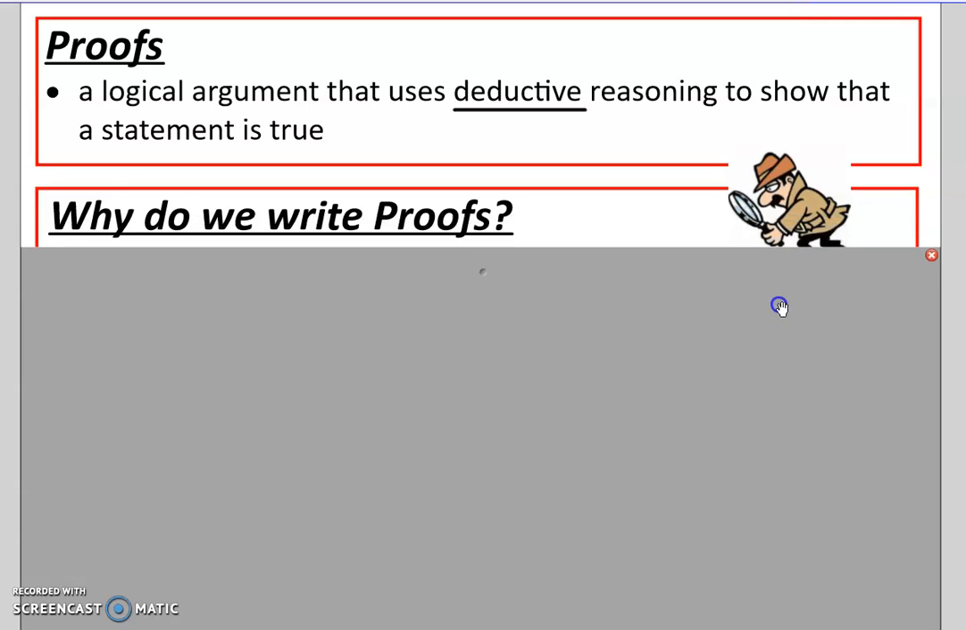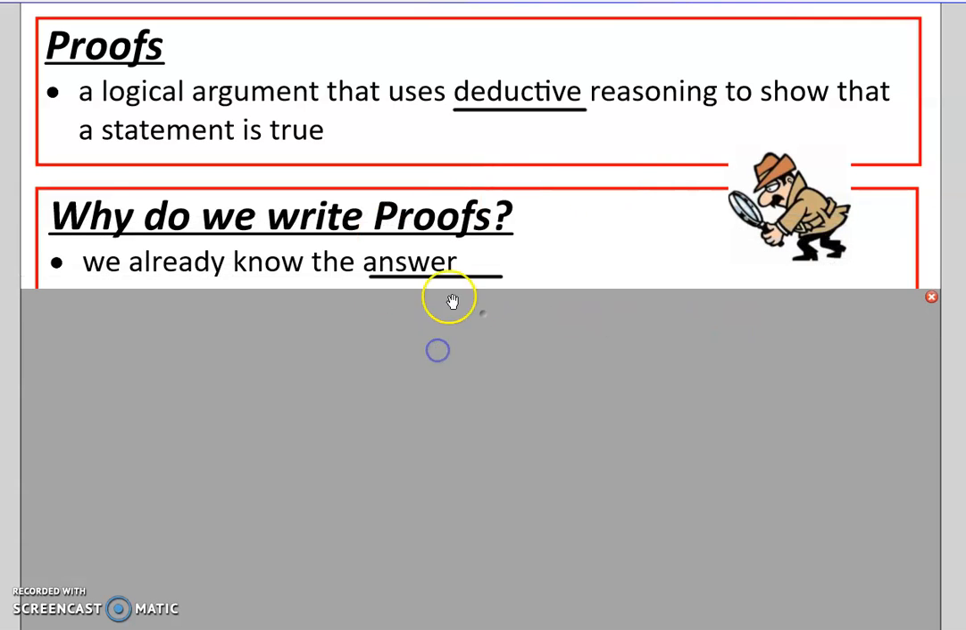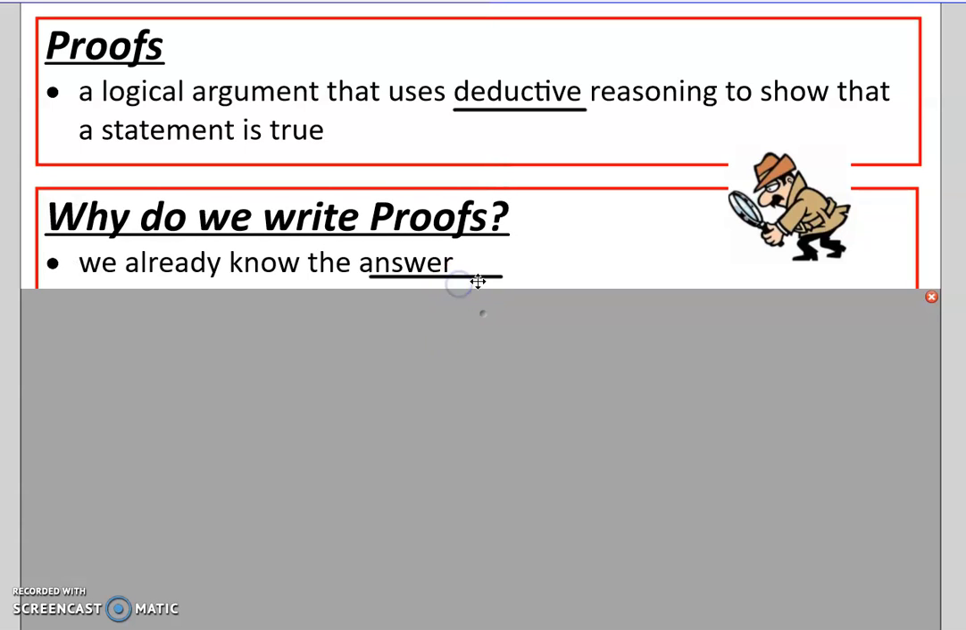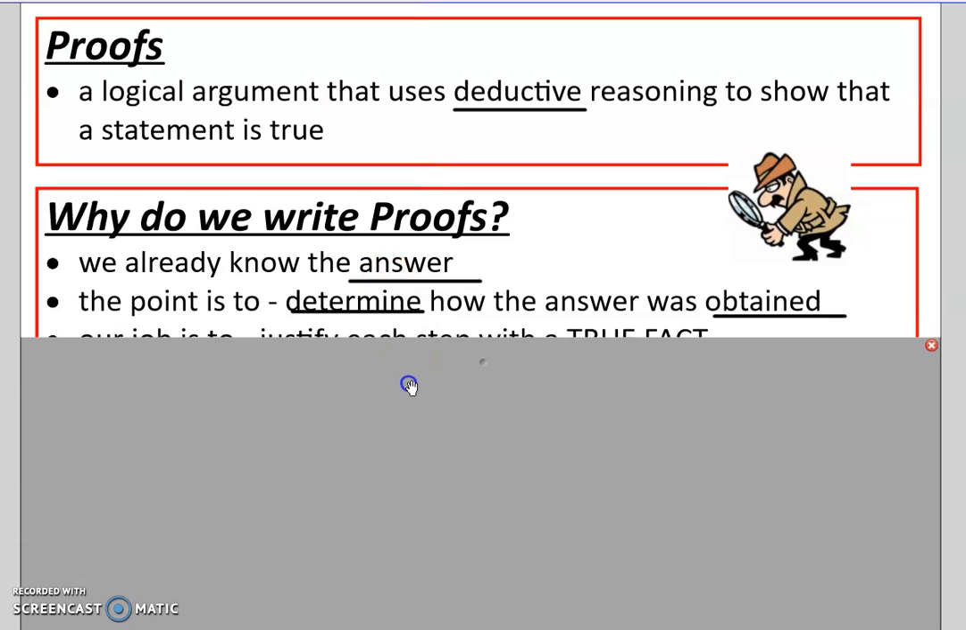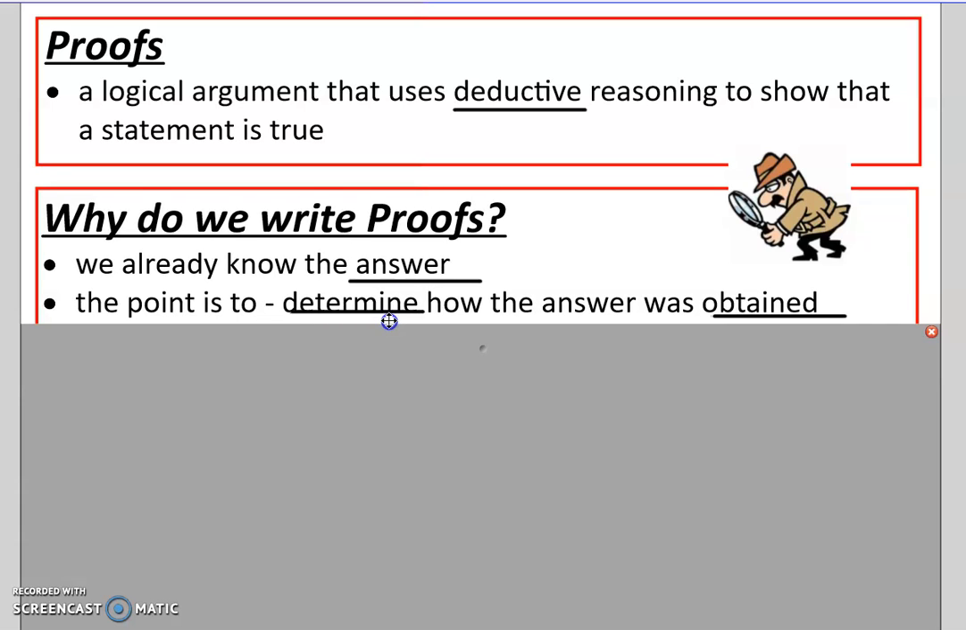Why do we even need to write proofs? What are we doing, right? We already know the answer. It's pretty crazy, right? We do all of this work. We already know what the answer is when we do proofs. So what's the point, right? The point is to determine how the answer was obtained, okay?